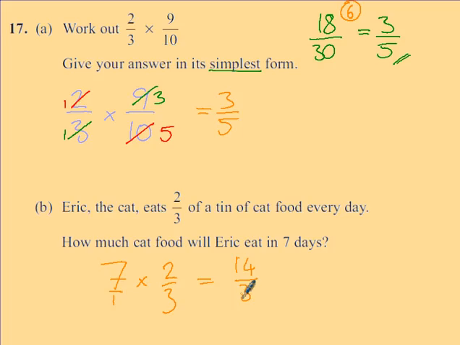Now this is currently an improper fraction because the number on top is bigger than the bottom number, so we think, how many 3's fit into 14? 3 will fit into 14 4 times. 4 lots of 3 makes 12. And I'll have 2 left over. How much cat food will Eric eat in 7 days? 4 2/3 tins.